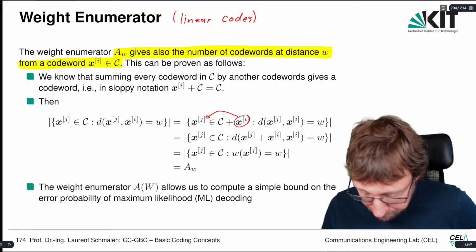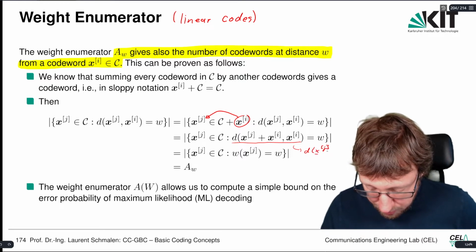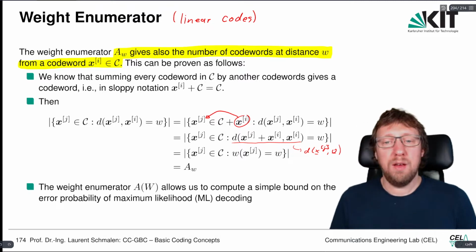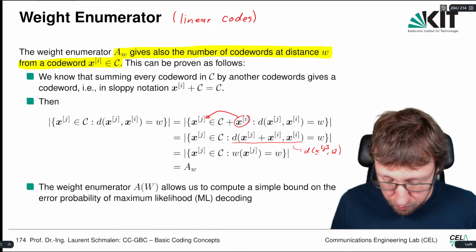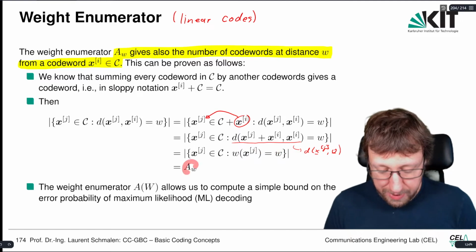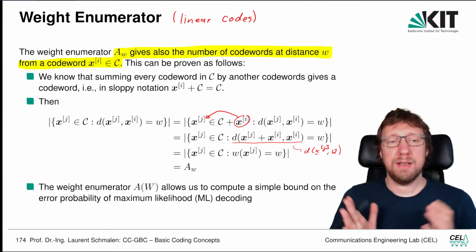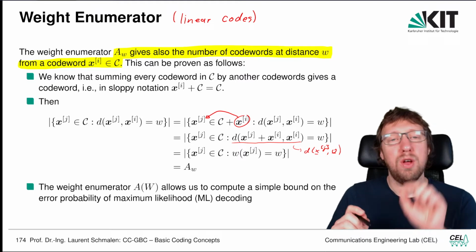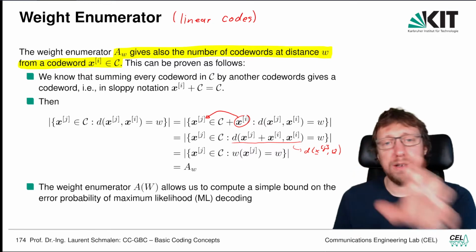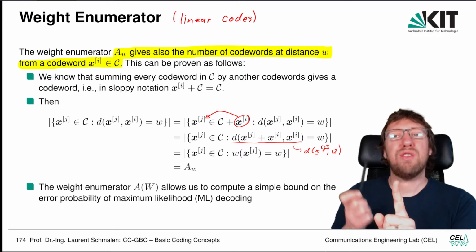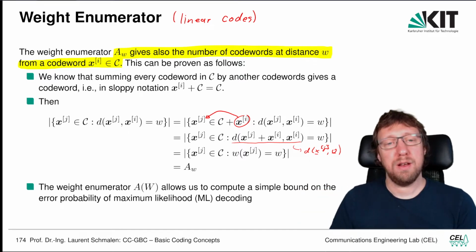So this is equal to the distance from xj to the 0 vector, because we can remove xi from both sides, and this is equal to the weight of xj. So this is Aw by definition. So Aw defines the number of code words that are at a distance of w from every code word in C. And that's because of the linearity of the code. Regardless of what code word we pick, we know there are always A3 code words at distance 3 from this code word.